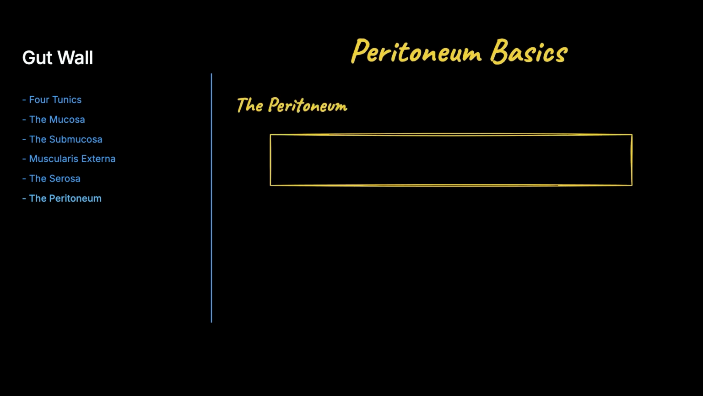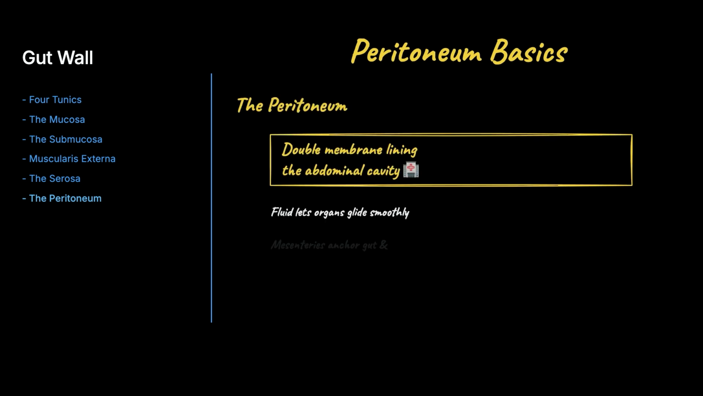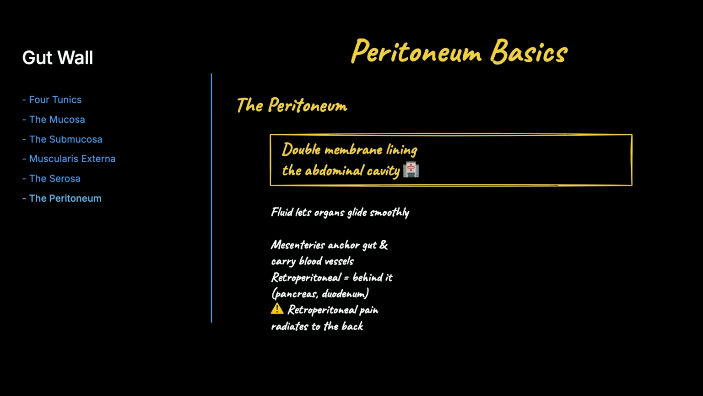Surrounding these organs is the peritoneum, a double membrane lining the abdominal cavity. Its fluid lets organs glide smoothly, and folds called mesenteries anchor the gut while carrying its vessels. Organs like the pancreas and most of the duodenum sit behind it, called retroperitoneal, so their pain often appears as back pain.